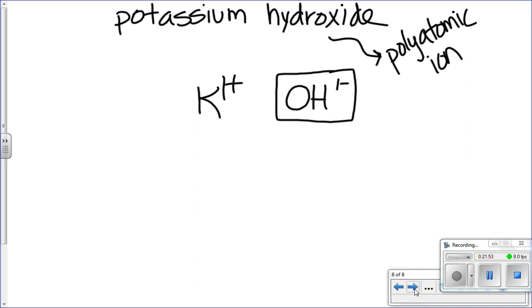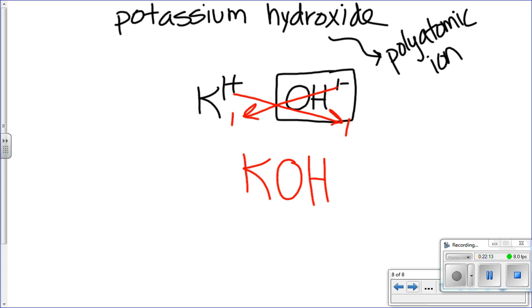So this works the same way. We put our ions next to each other. We do the crisscross method like this. And so these are both going to be one. What do we know about ones? We don't need to use them. So what is this going to end up looking like? KOH. Capital K, capital O, capital H. That is the formula for potassium hydroxide. Pretty easy.